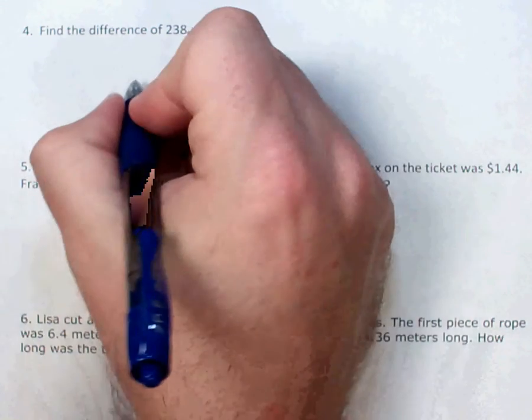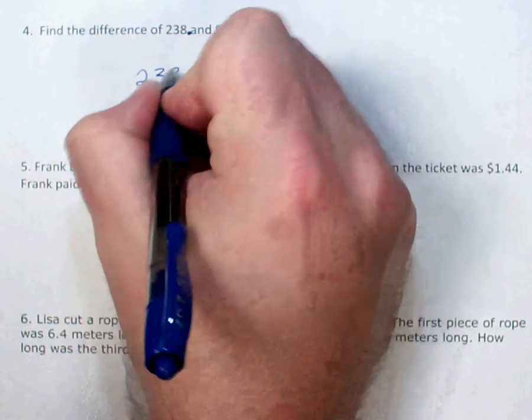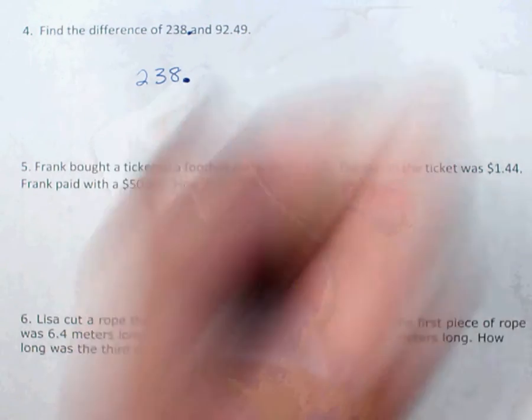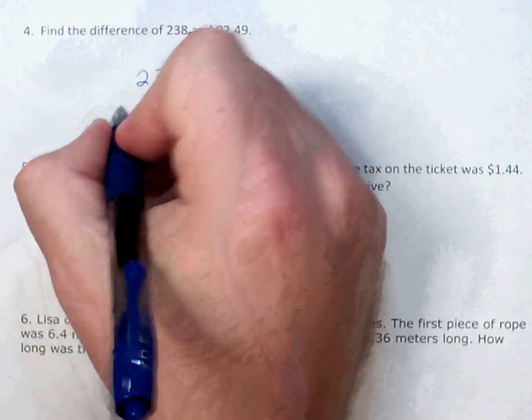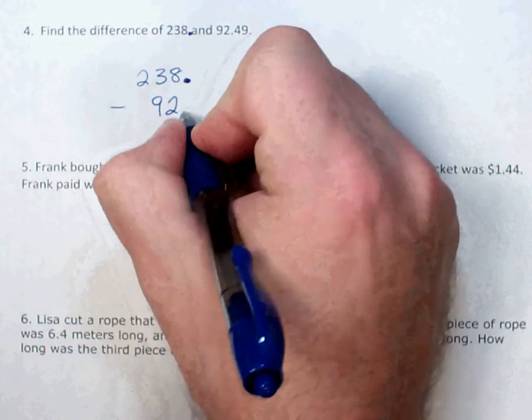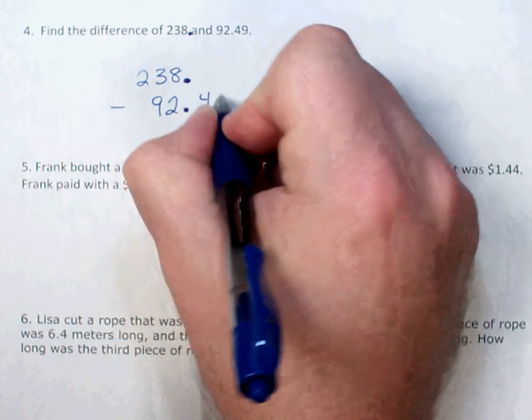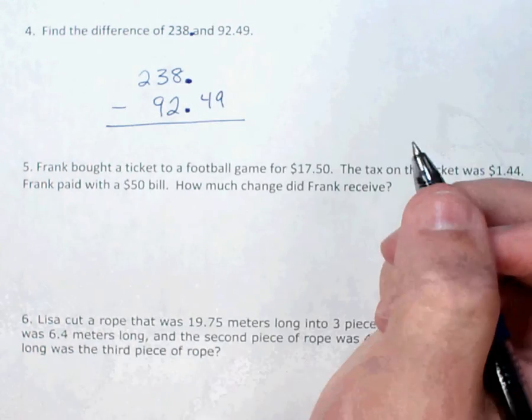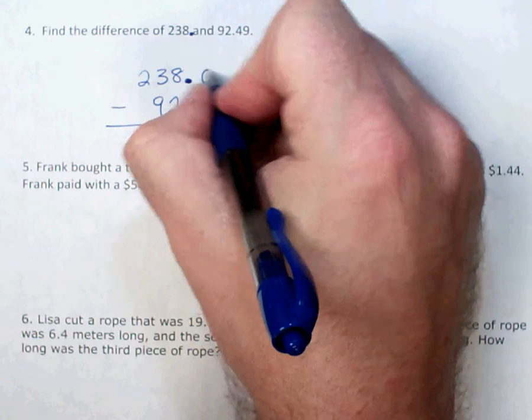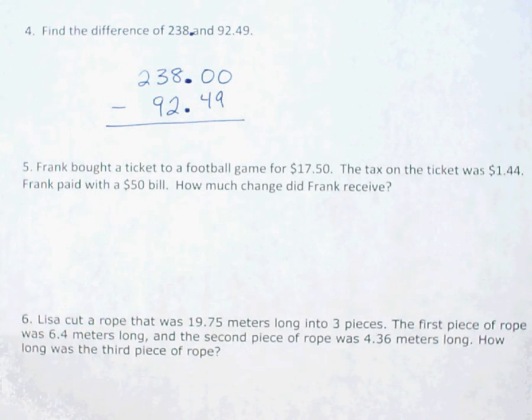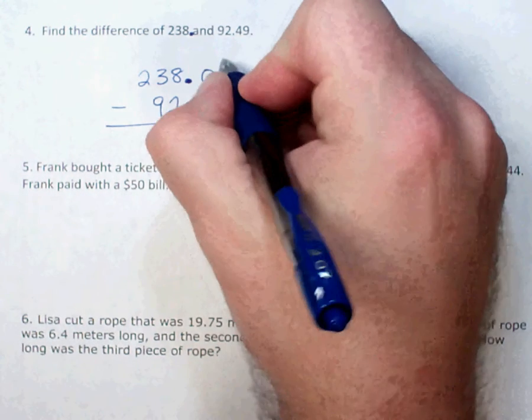So when I go to set this problem up, that's where my decimal goes on the 238. And so I need to line my decimals up because I'm subtracting. And so when I do that, I need to remember to add those zeros in there so I don't make a computation error. And once I have the problem set up, it's just a matter of doing the math. So I need to set up my regrouping.